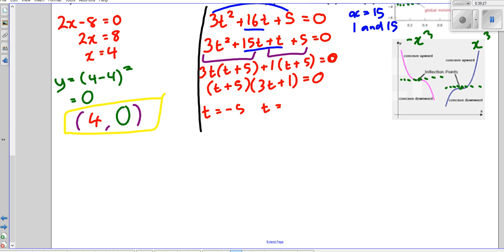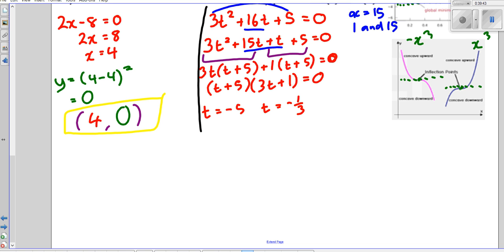Negative 1/3. Good. So we've got our t coordinates. We just need the y coordinates. So we've got to sub these back into the original function to find y. So the answer is that there'll be 2 coordinates.